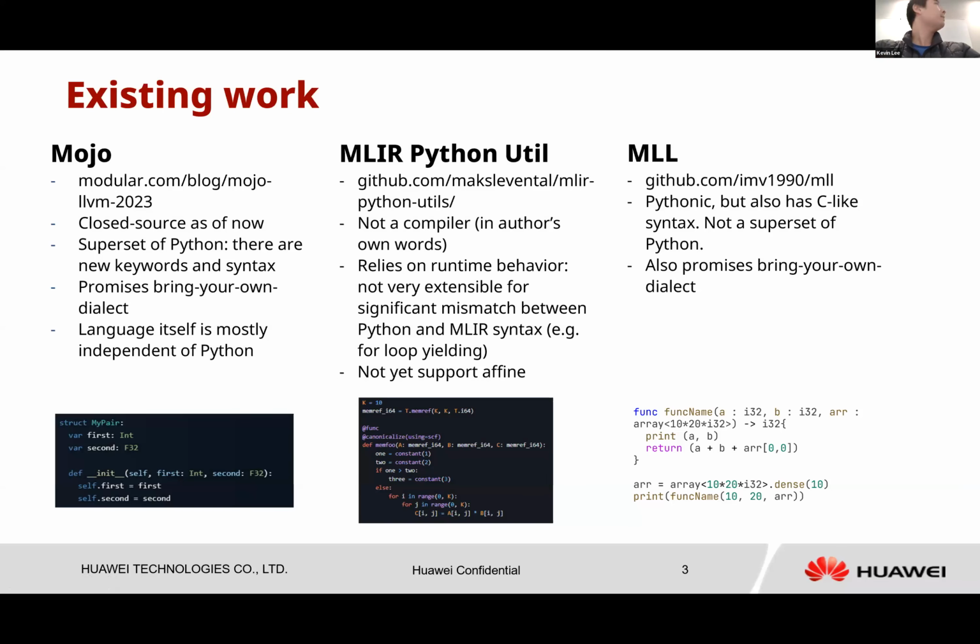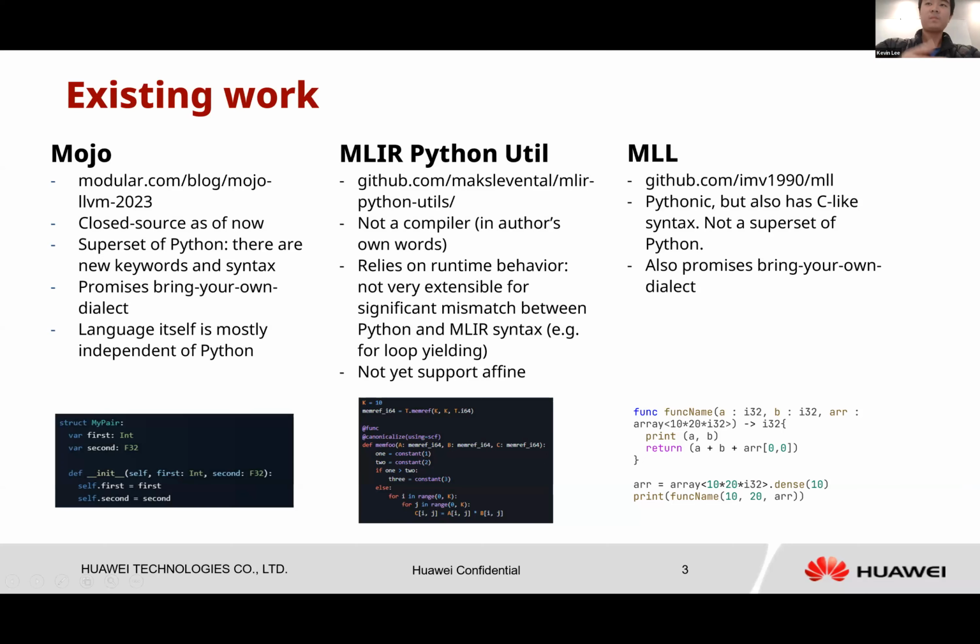So there is some existing work that is similar to what we're doing. One of the most prominent examples is probably Mojo. It is closed source as of now, so we have to come up with our own solution. The organization does have a pretty strict requirement on what we are allowed to use as software dependencies, so we have to create our own work.